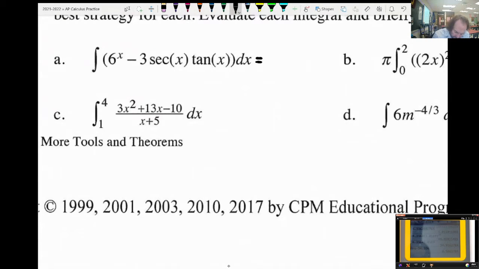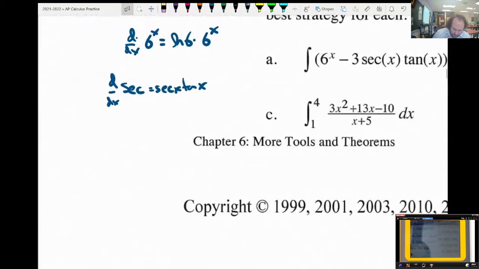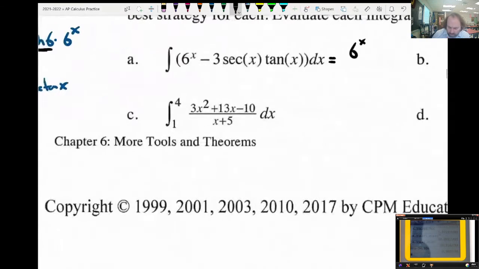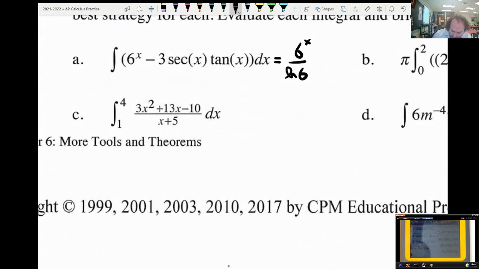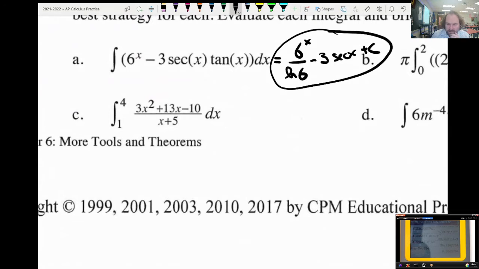So for our antiderivative, we want that 6 to the x to stay. But if I were to take the derivative of 6 to the x, we would need a way to cancel out the natural log of 6 that comes with it. So let's put natural log of 6 on the bottom of that fraction. That way, when you take the derivative of 6 to the x, the natural log of 6, which is just a number, can cancel out with itself and leave just 6 to the x. We should also put minus 3 secant of x here, because the derivative of the secant will be the secant tangent. And we should also put plus c down. So we're just working backwards with these things here.